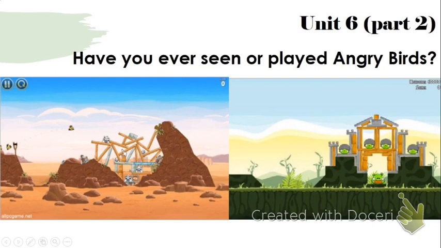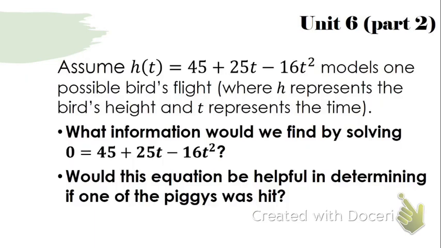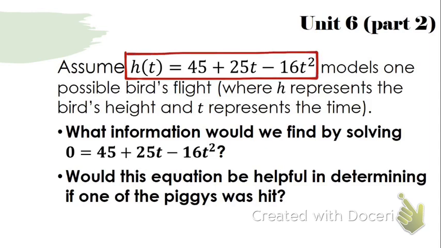Okay, so I want you to imagine with me for a moment that this equation right here models one of the bird's flight paths. And it kind of gives you that dotted line that you can look at, right? So you can try your best to hit as many as possible. So here's the equation that the programmer put in for one of the birds.